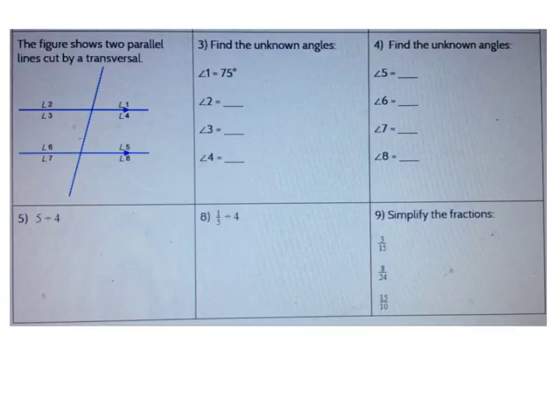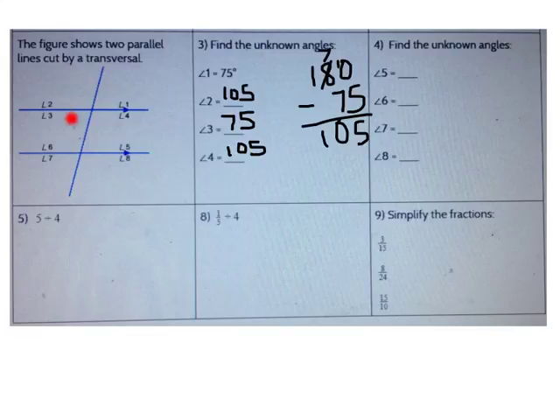Now let's find some missing angles. The figure shows 2 parallel lines cut by a transversal. What are the unknown angles? Remember that vertical angles are congruent and angles on the same line are supplementary, or they add up to 180. Go ahead and find angles 2, 3, and 4 now. Angle 3 is a vertical angle to angle 1, so angle 3 is also equal to 75 degrees. Angle 2 is on the same line as angle 1, so they're supplementary. I can subtract 180 minus 75 degrees to find angle 2. Angle 2 is 105 degrees. That means angle 4 is also 105 degrees.